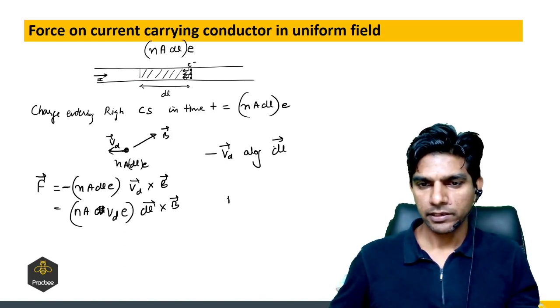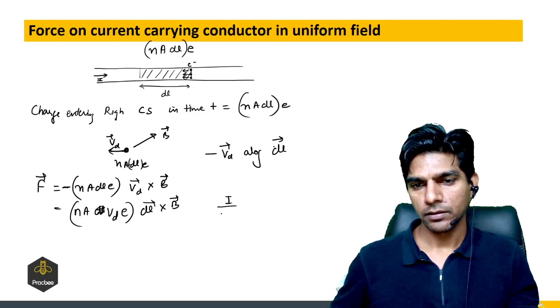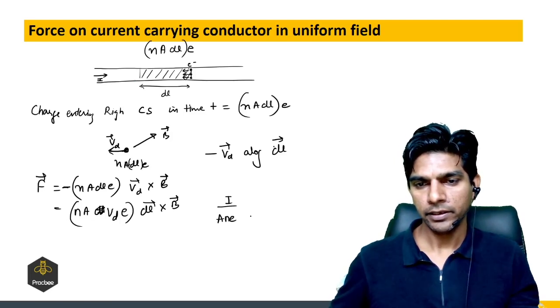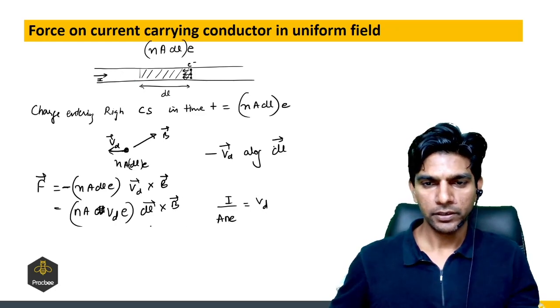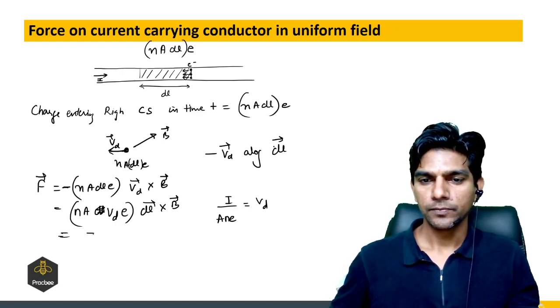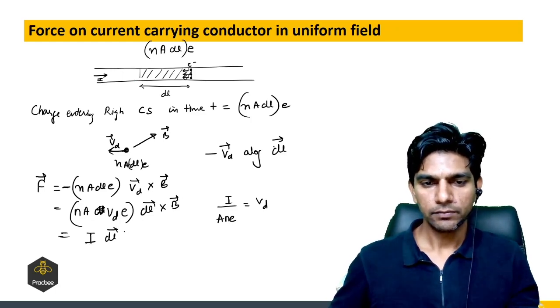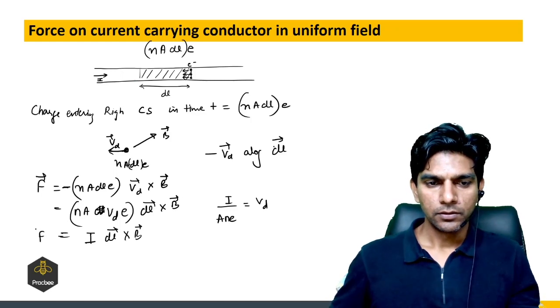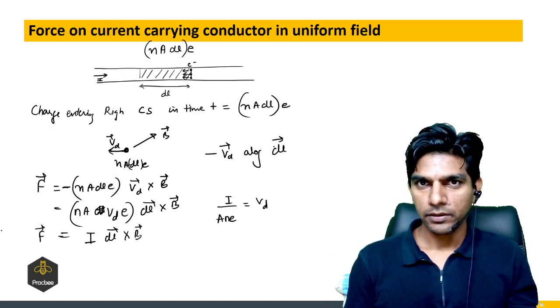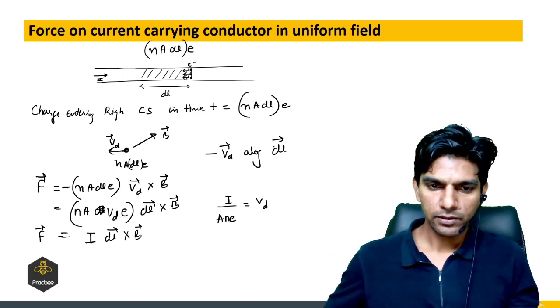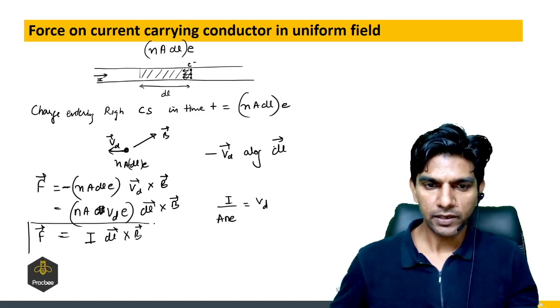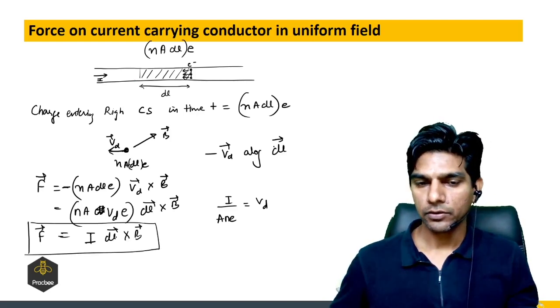And we have seen this relation I upon A N E is equal to VD. So from here I can say this factor is nothing but I times dl cross B. So if there is a current element which is placed in an external magnetic field, the force experienced by that current element will be I dl cross B.